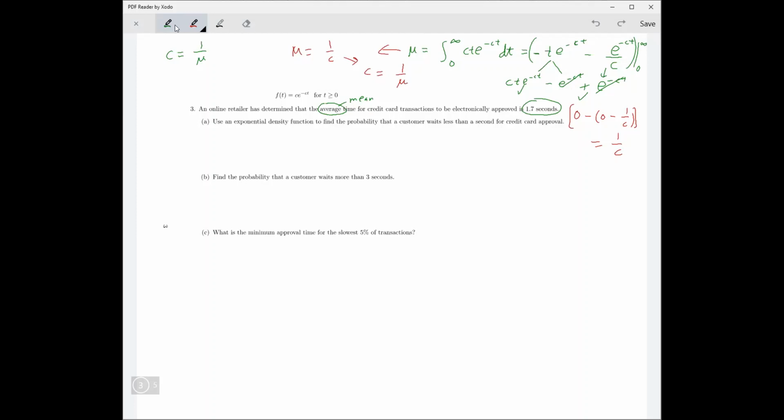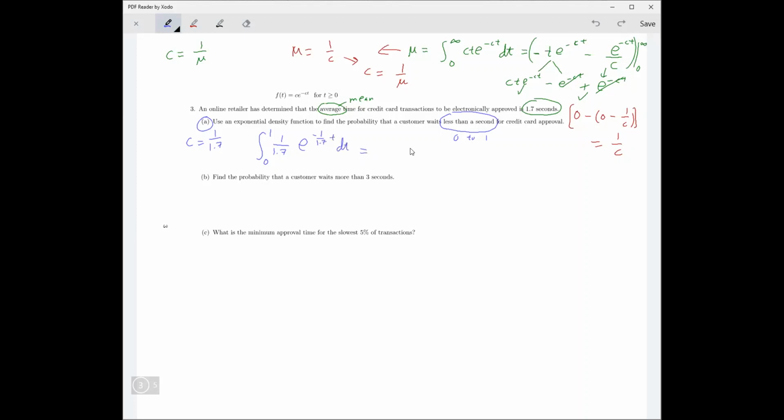Okay, so for this problem, for part A, c will be 1 over 1.7. Now less than a second means you're going to integrate from 0 to 1. That's less than a second. 0 to 1. And c is 1 over 1.7, so 1 over 1.7 e to the negative 1 over 1.7 t dt.